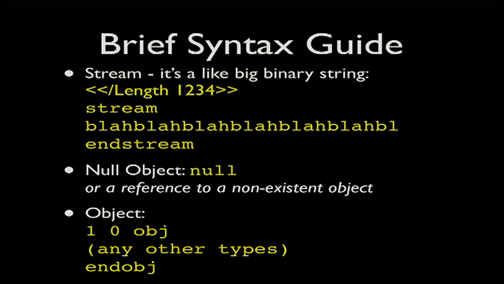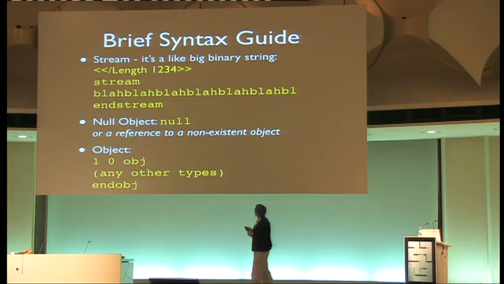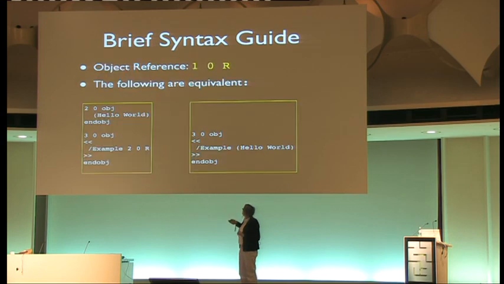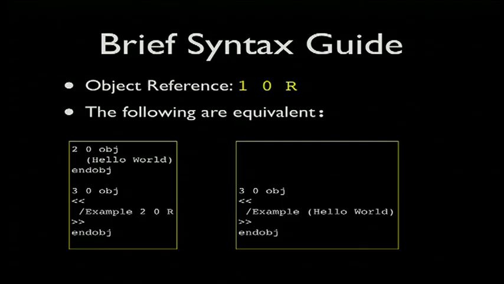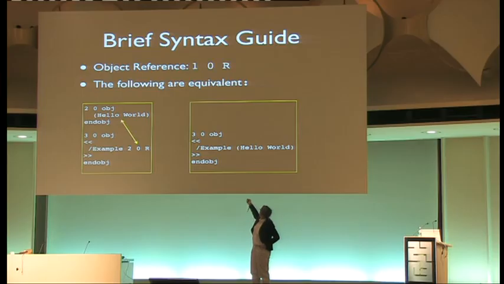It's a lot easier to do this instead of escaping parentheses or whatever. There's a null object, although anything that doesn't exist is automatically a null. And then objects, where you can take any of this stuff and stick it between that, and then you can make references to it with the R operator. So if you have an object that's a string like hello world, and then you make a reference to it, it's equivalent syntactically to just putting the original data in that spot.